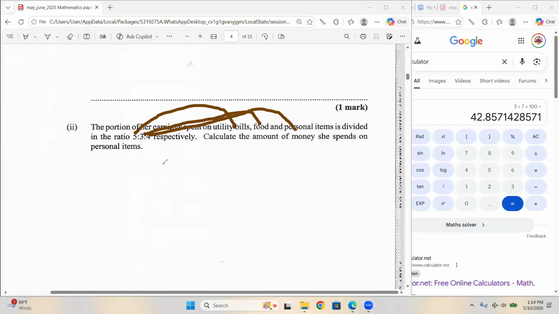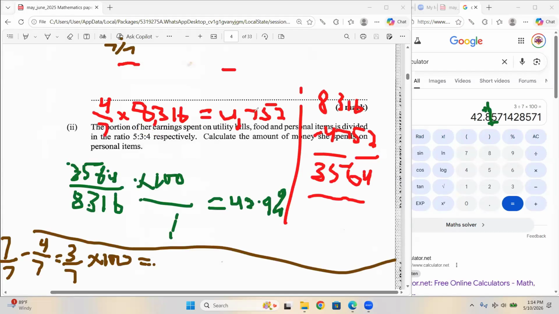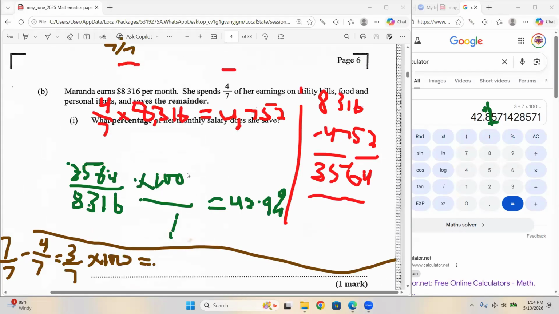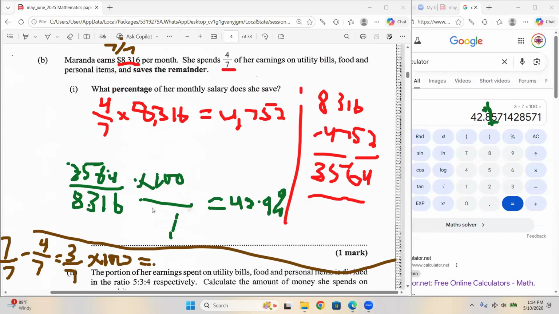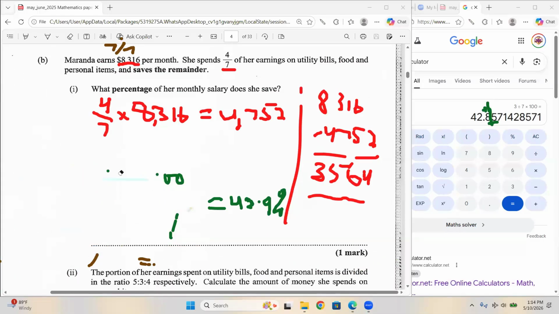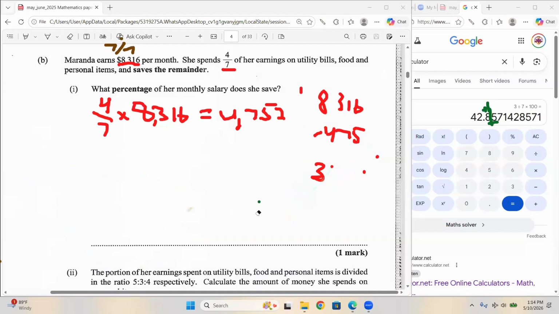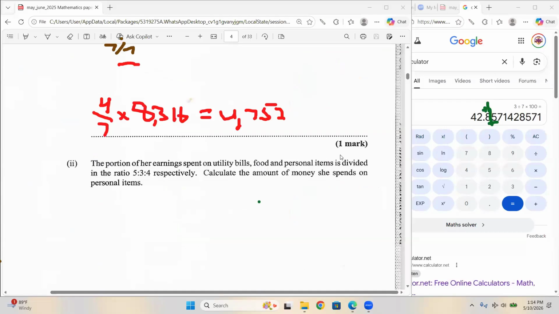Just now I'm going to pull back the working I had on the screen, so from the previous working, we don't have to double work anything here. What I would need is how much money she spent, which is when I found 4/7 of $8,316. So she would have spent a total of 4,752. They want us to calculate how much she spent on personal items.